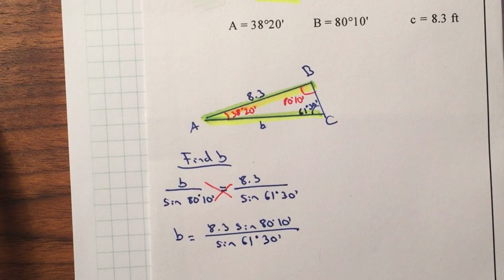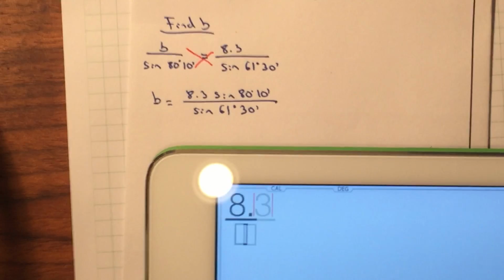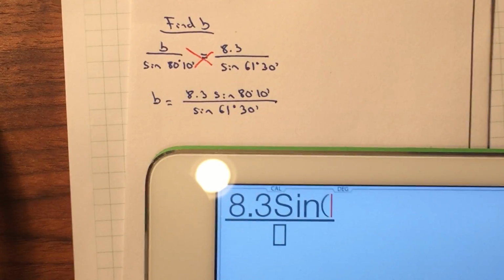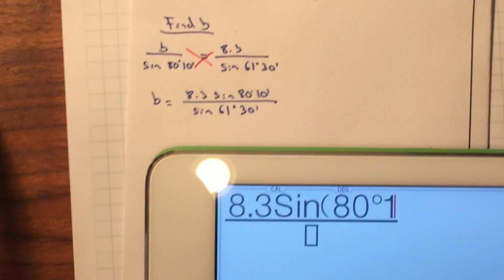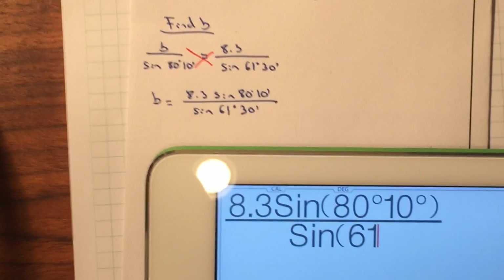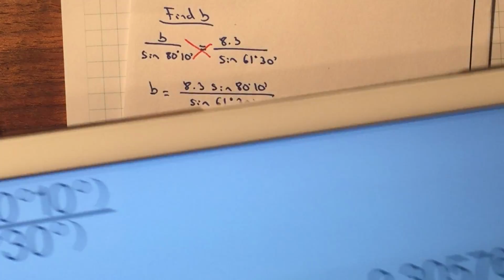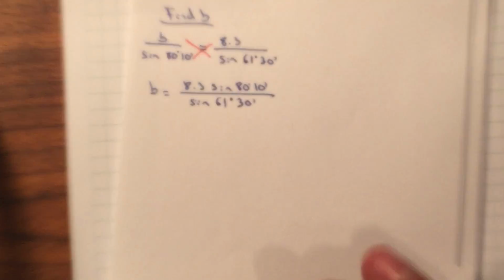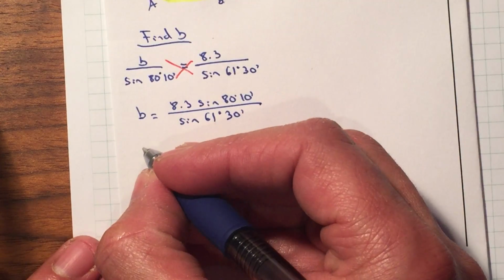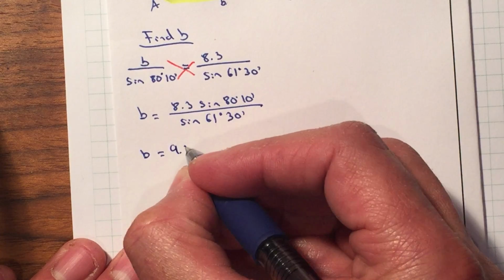I'm going to type this into my calculator. I'm going to use my fraction bar. And that'll be 8.3 multiplied by the sine of 80 degrees 10 minutes divided by the sine of 61 degrees 30 minutes. And that gives me 9.3. And I'm going to leave this in my calculator. I'm not going to clear it because I want to get a more exact answer. So b will be equal to 9.3.